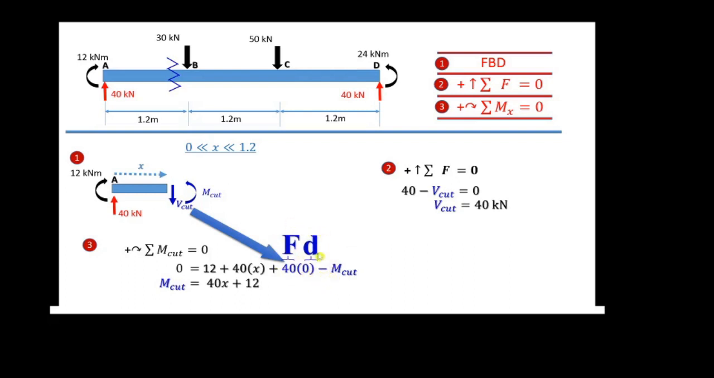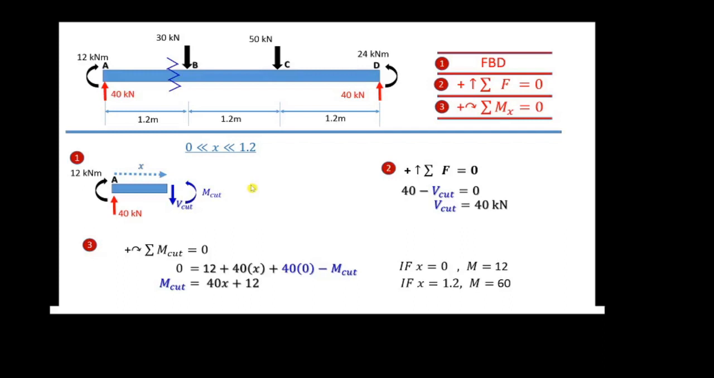This one is M cut, the direction is against what we have declared, so it becomes negative. So at the end of the solution equation here, you can get M cut equal to 40x plus 12. Let's say the x value is 0, the M value will become 12. If the x value is 1.2, at the 1.2 here, the moment will become 60.